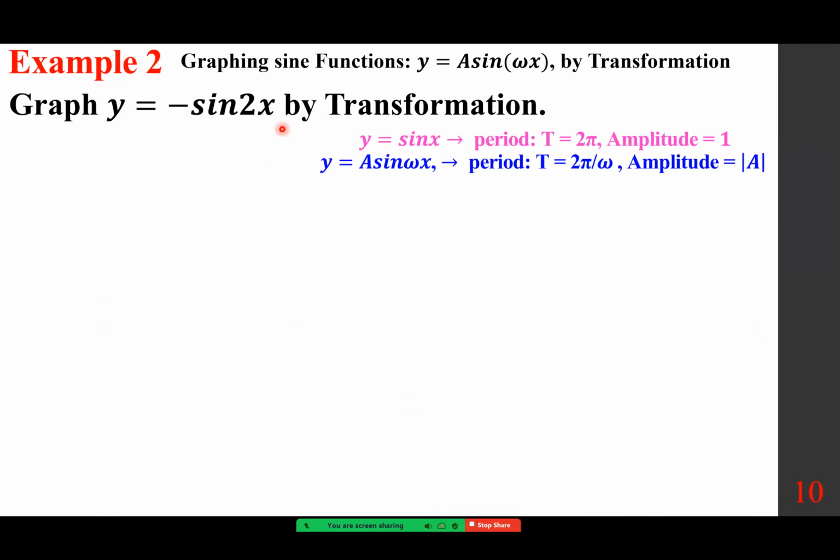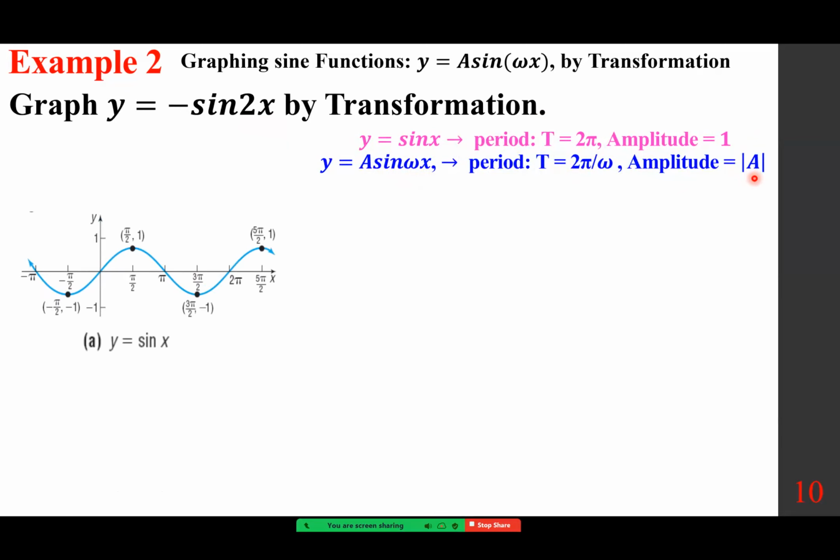Y equals -sine 2x. Since we did this in the previous way, we're just going to write the general case. When y is sine x, we know the period is 2 pi, the amplitude is 1. When it's a sine omega x, the period is 2 pi over omega, and amplitude is the absolute value of a. That's as far as really the knowledge and information we need to know. And we start with y equals sine x. And then we do the transformation.